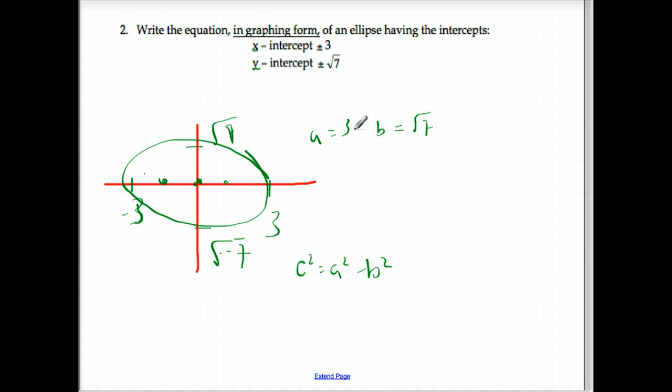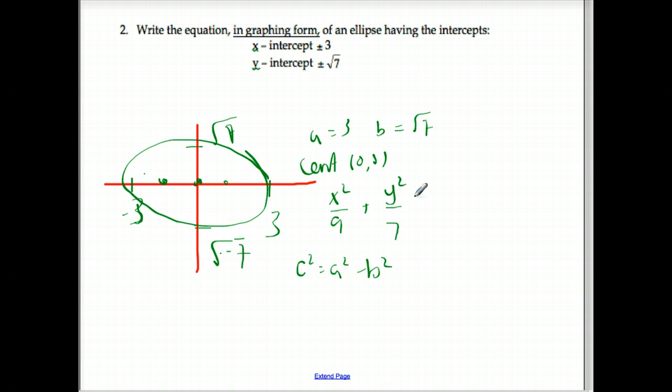So we got a, we got b, and we know the center is 0, 0, because it's centered at the origin. So this is easy. It's x minus 0, or just x squared over a squared, so that's 9, plus y minus 0, which is just y squared over b squared. If I square the square root of 7, that gives me just a plain old 7 here.